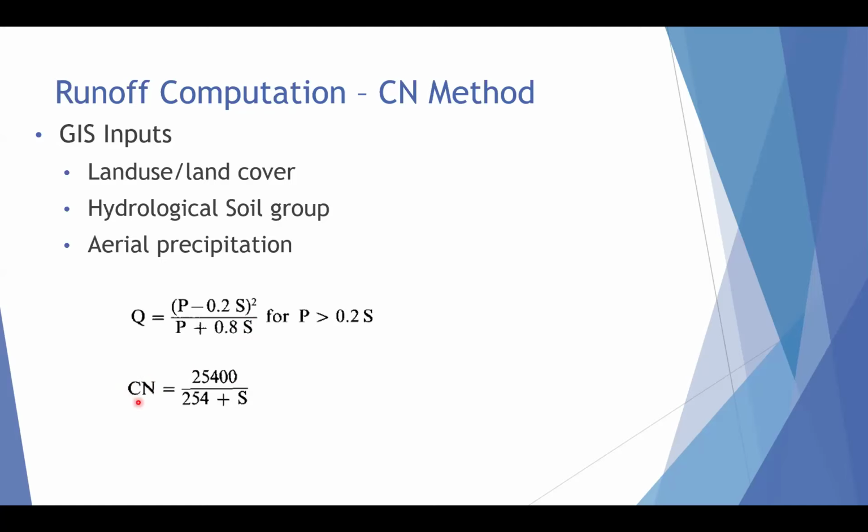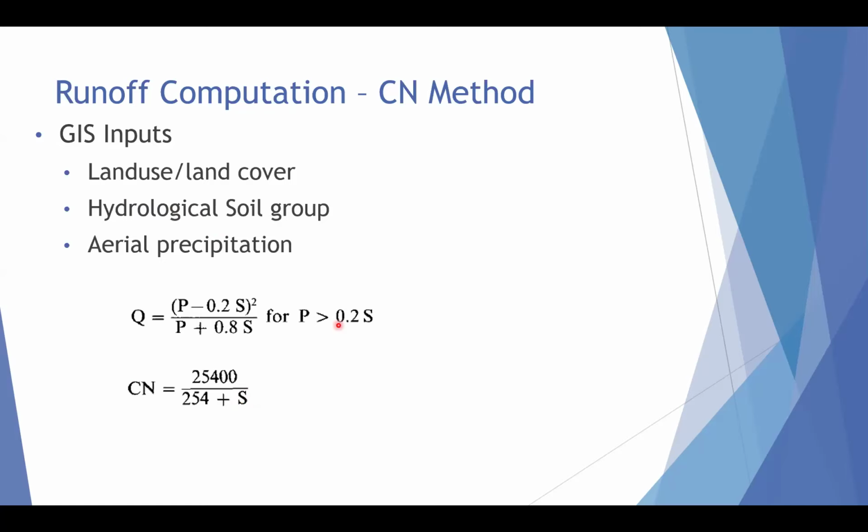Now this curve number is derived from two things, that is your land use, land cover plus hydrological soil group. Say for example, my land use, land cover is urban. Then my curve number will become 90 plus, or let us say 94 or something like that. That means very minimal retention is there for my soil, my soil moisture retention is minimum, and most of it is converted into runoff.